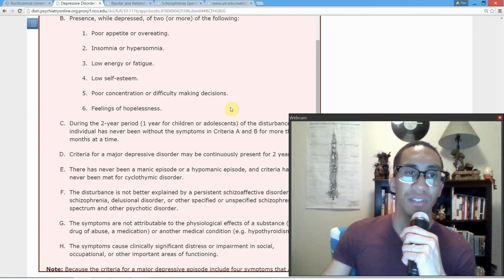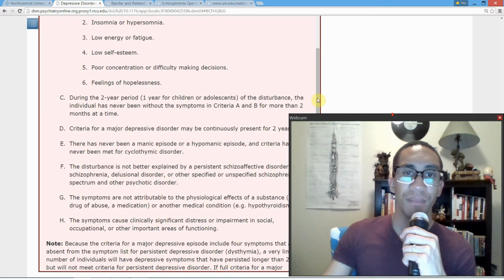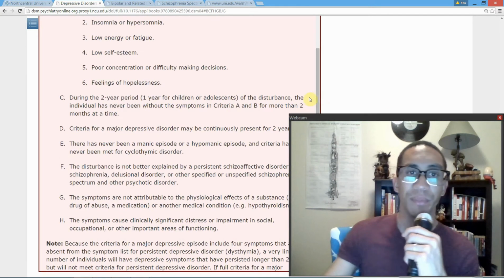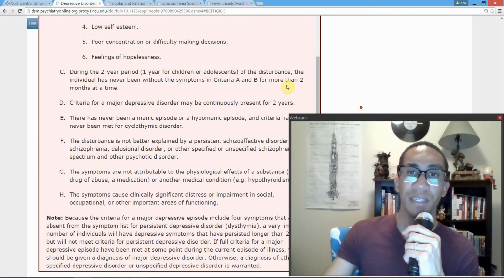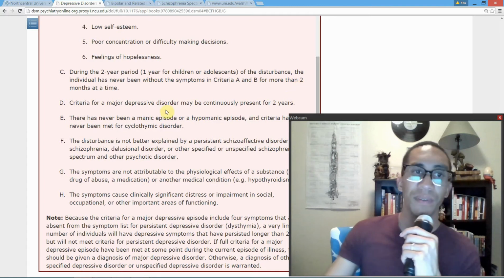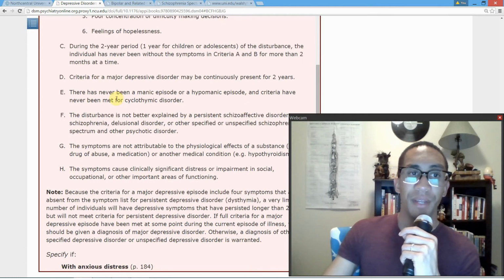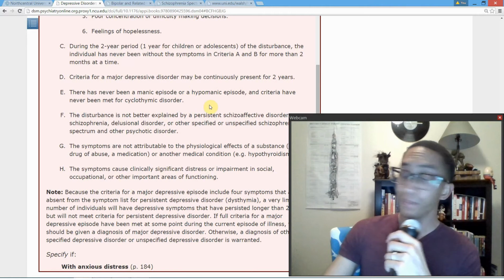Criterion C: during the 2-year period of the disturbance, the individual has never been without the symptoms in criterion A or B for more than 2 months at a time. It seemed to be pretty persistent, and that's why I chose dysthymia rather than major depressive disorder. Criteria for major depressive disorder may be continuously present for 2 years. There has never been a manic episode or hypomanic episode, and criteria have never been met for cyclothymic disorder.